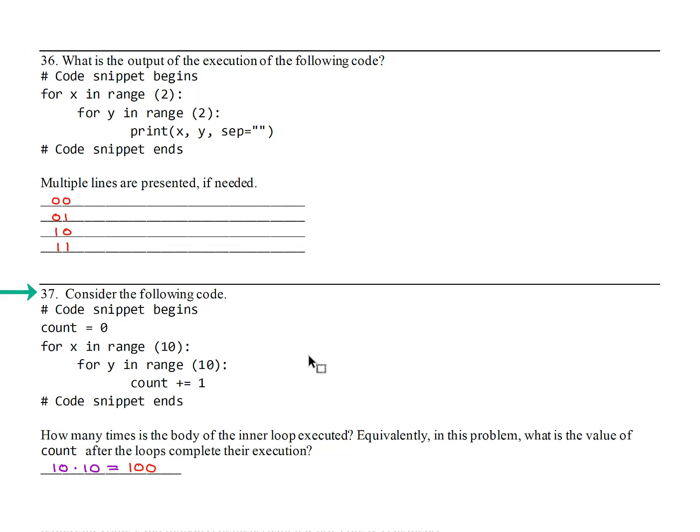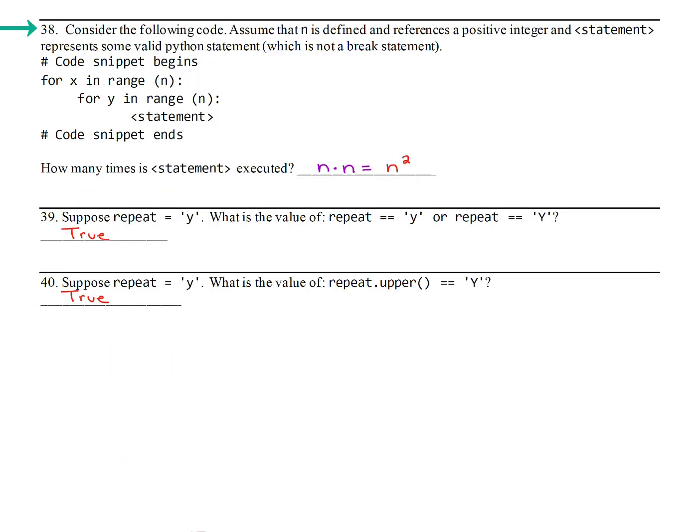37, another nested loop. How many times does this loop execute? Which in the way I've set it up, it's also the value of the count. So the inner loop and the outer loop each iterate 10 times. 10 times 10 is 100. And that should be the value of the count. Easy to test. 38, same thing.